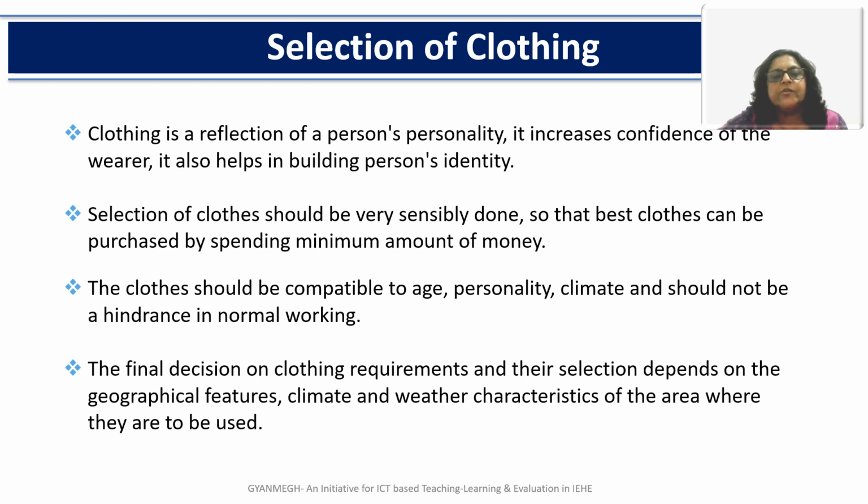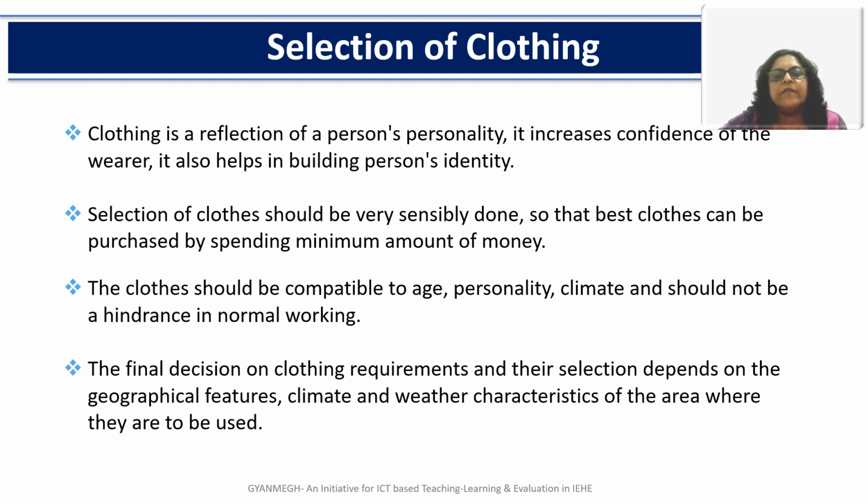Clothing is a reflection of a person's personality. It increases confidence of the wearer. It also helps in building person's identity. Selection of clothes should be very sensibly done so that best clothes can be purchased by spending minimum amount of money. The clothes should be compatible to age, personality, climate and should not be a hindrance in normal working.